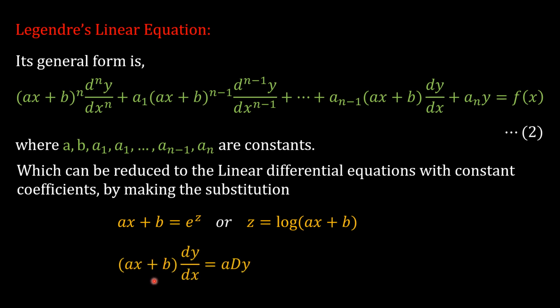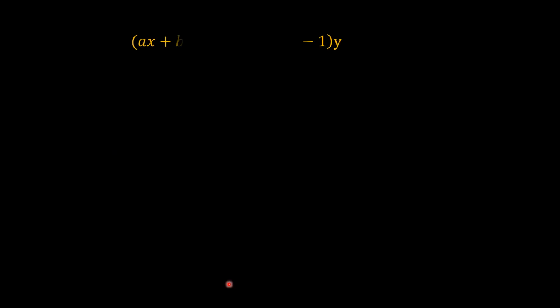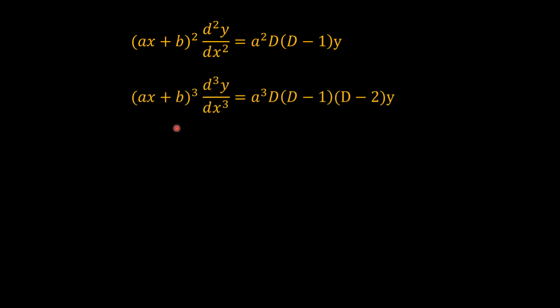So (ax+b) dy/dx is equal to a D of y. So this term can be replaced by a D of y. Next, (ax+b)^2 d^2y/dx^2 will be replaced by a^2 D(D-1) of y. Similarly, the third term (ax+b)^3 d^3y/dx^3 will be replaced by a^3 D(D-1)(D-2) of y.